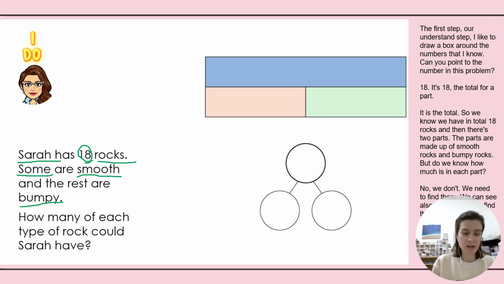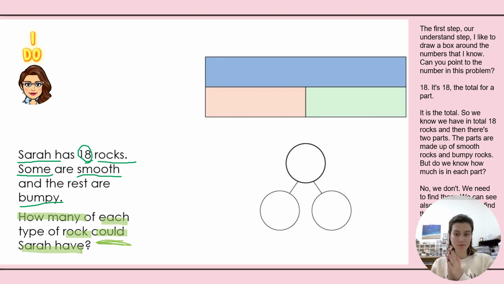Now let's go to my question, and I'm going to highlight the key parts of my question. How many of each type of rock could Sarah have? And I'm also going to underline that word could.